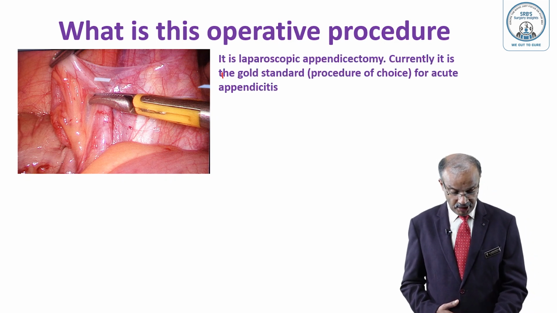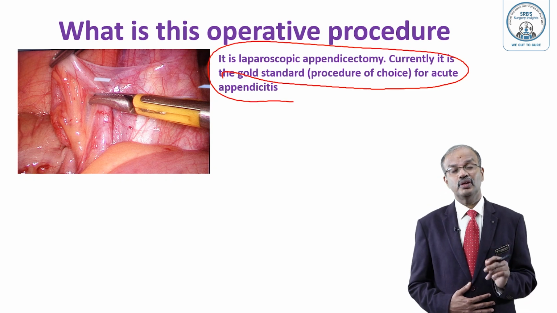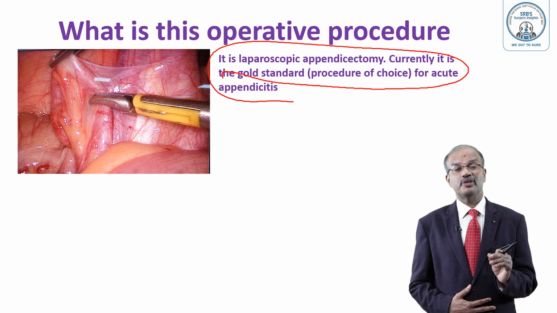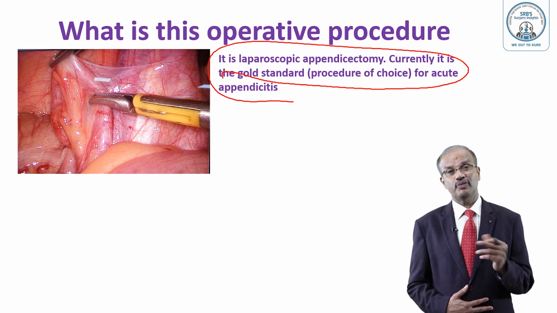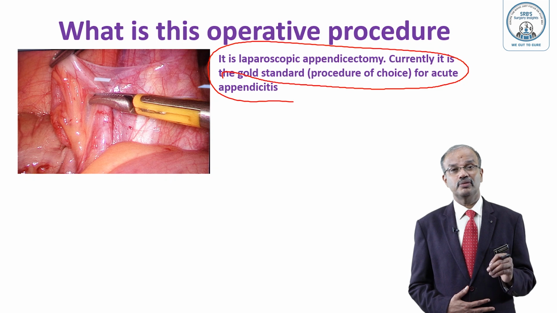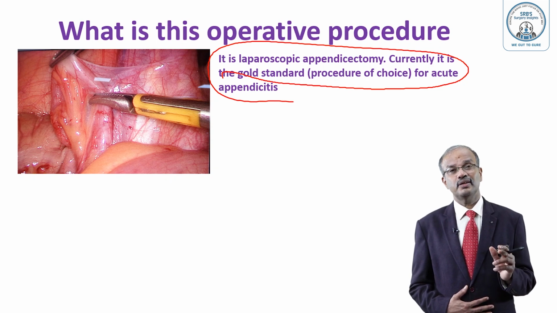Currently, it is the gold standard. So the MCQ question is, what is the gold standard procedure for appendicitis? It is laparoscopic appendicectomy, not open. Of course, if you find it difficult, then convert it. Because you need to know the other approaches which you still practice in many places, and it was a standard, at least in olden days.